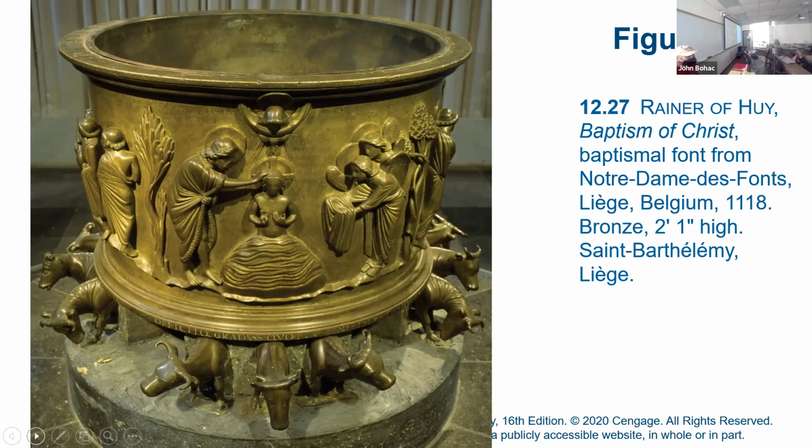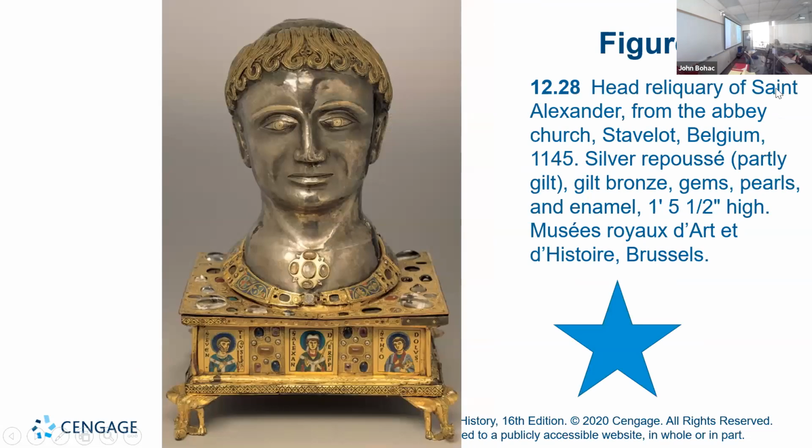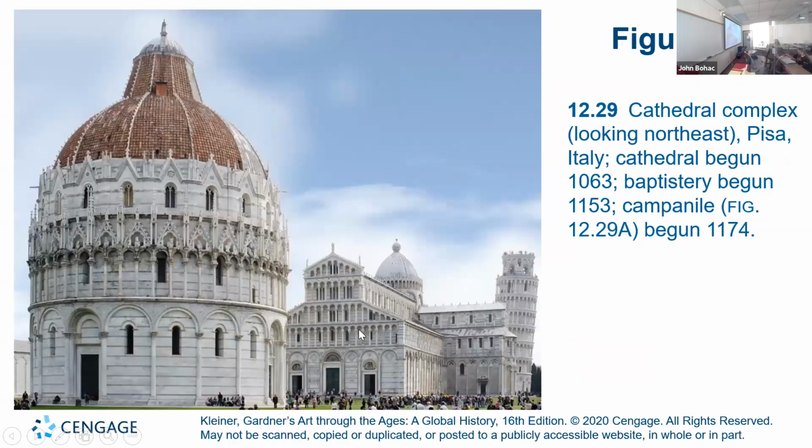They're starting to do sculpture. They're starting to do bronze casting, painting. We see a reemergence of, and head reliquary, excuse me, of Saint Alexander. We talked about relics too, kept in a reliquary, kept inside a church. And so there are a couple of other slides here to finish out this chapter.